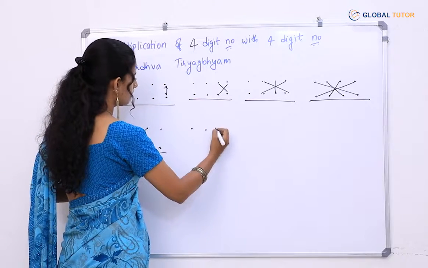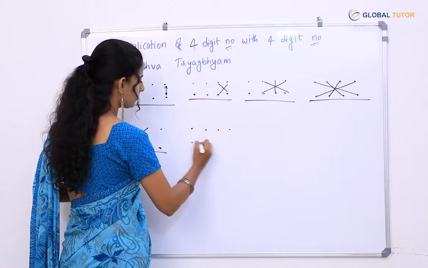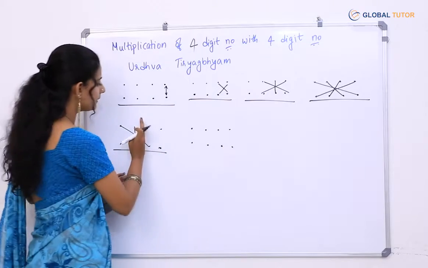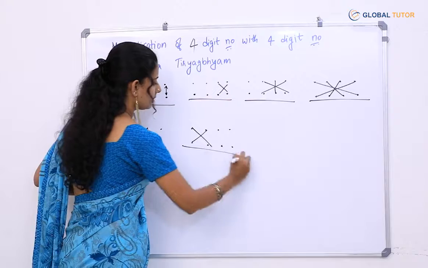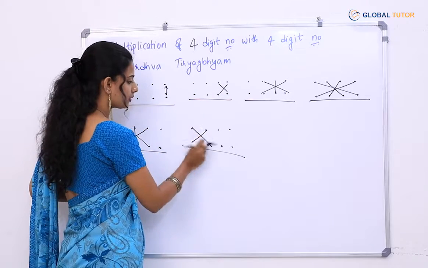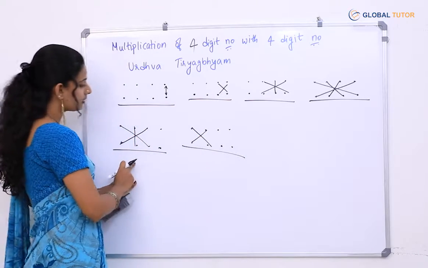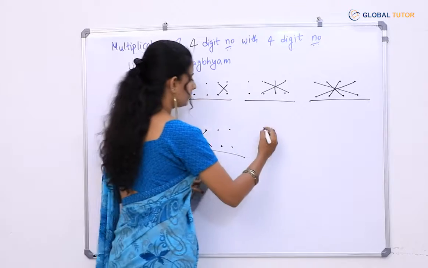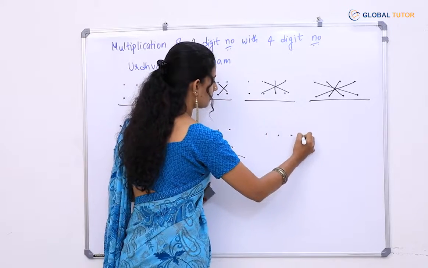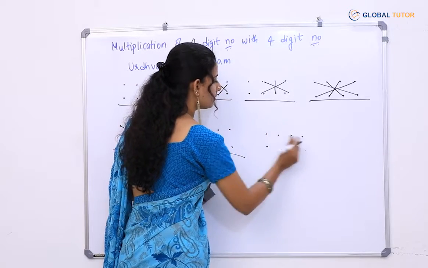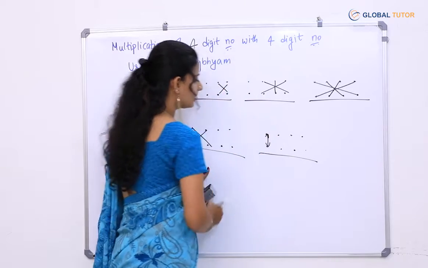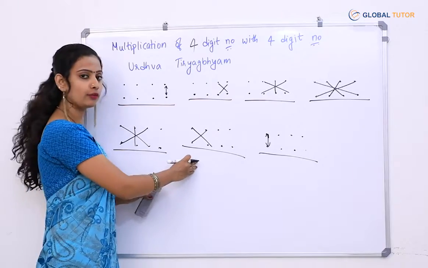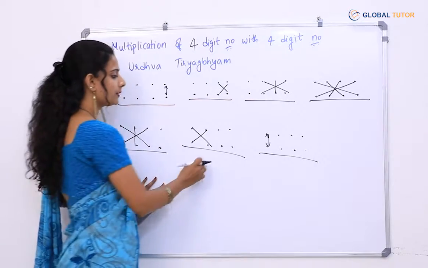Now in the 6th step, leave the second one also. So you are left with these two and then add the product of these two plus the carry forward number. And in the last step, you leave these 3 numbers and then just multiply these two and add the carry forward number that you get from the previous step.